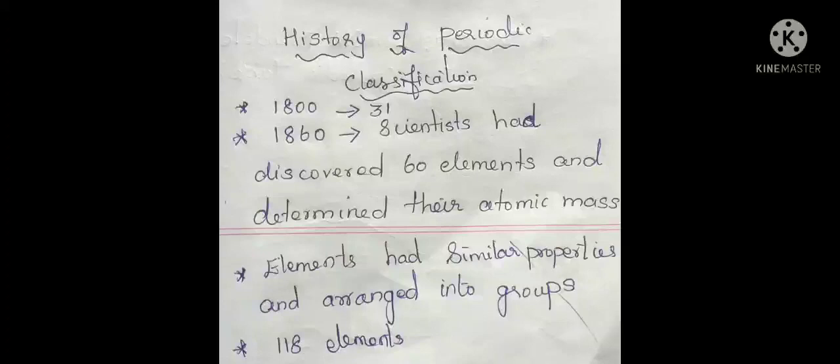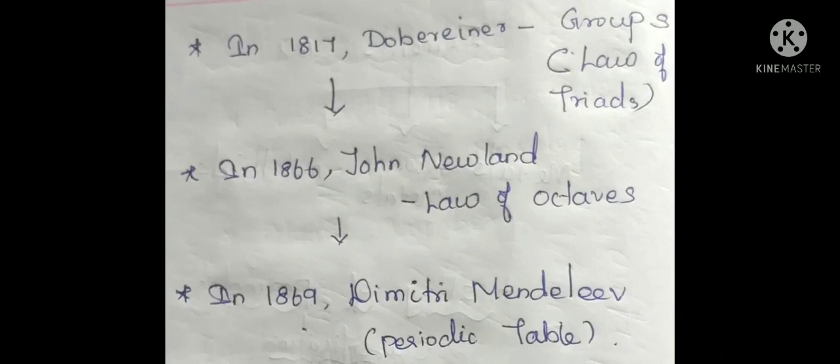Let us see that. In 1817, Dobereiner, the first scientist, grouped the elements into groups. At that time, only a few elements were known. His classification is called the law of triads. Followed by John Newlands in 1866, who classified the elements into the law of octaves. Both classifications failed due to the discovery of noble gases. A noble gas is a non-reactive element. These two classifications you briefly studied last year in grade 9, chapter 12. For reference, you can see that.